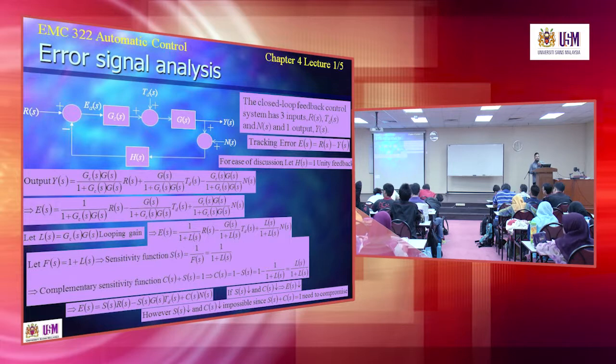Okey. Jadi saya harap masing-masing balik kalau boleh cuba macam mana boleh dapatkan this ketiga-tiga equation ni. Kalau siapa tak dapat, tak faham, okey, boleh tanya saya.